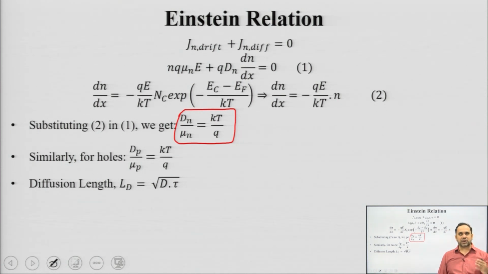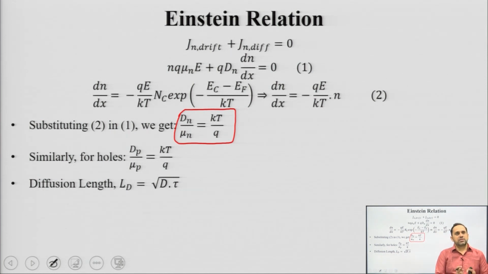Now, this is for electrons. You can do the same thing for holes, except that you are going to have one minus sign here and one plus sign here. So, eventually the relation is going to be the same. You are going to have a gradient in the energy band diagram for a p-type semiconductor also.